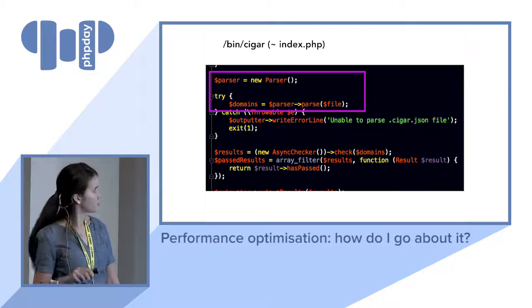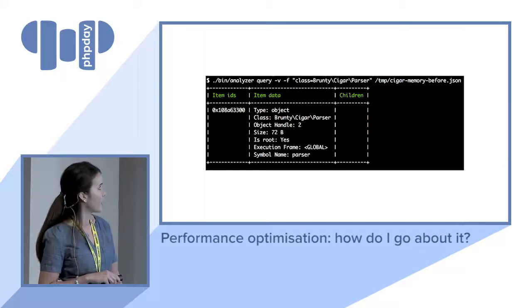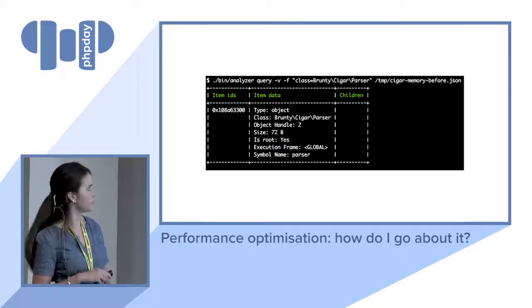So you can actually do the query call for the analyzer and zoom into the object exactly. So it gives you the ID, how it's stored in memory.